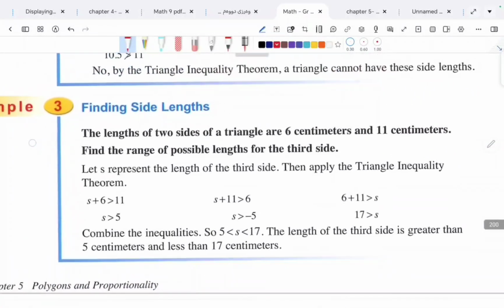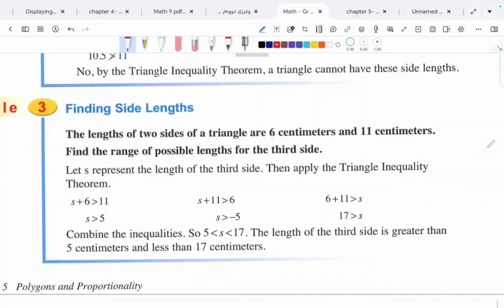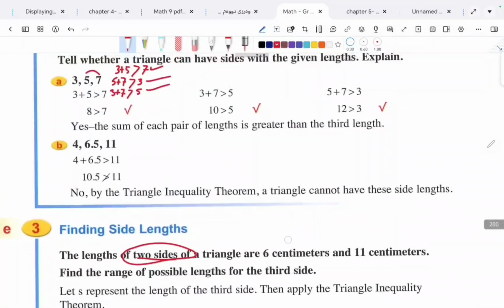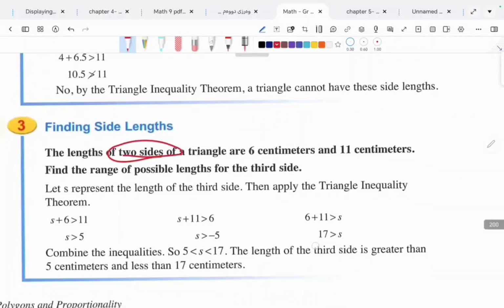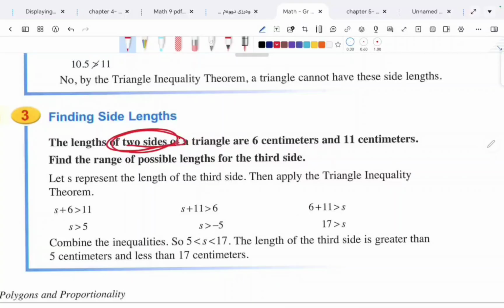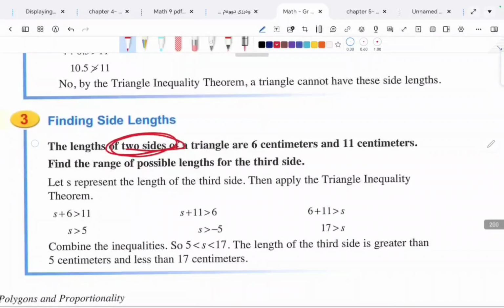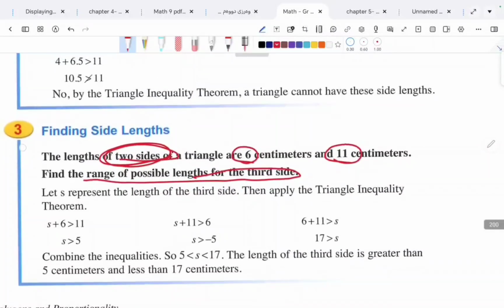Okay. The third case, in this case, they give us two numbers, the lengths of two sides. In case 2, we have 3 numbers, and you have to check one by one. But in case 3, you have only 2 sides. They ask for what? The possible range of the third side. So 2 numbers are given, which are 6 and 11. How can I solve it?